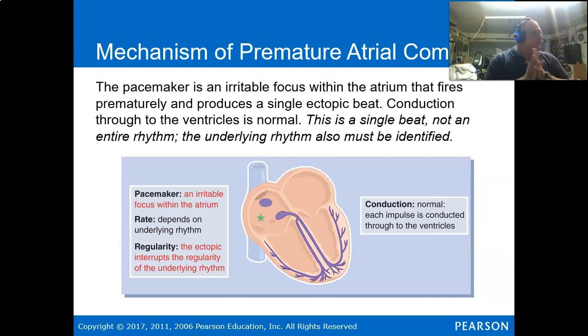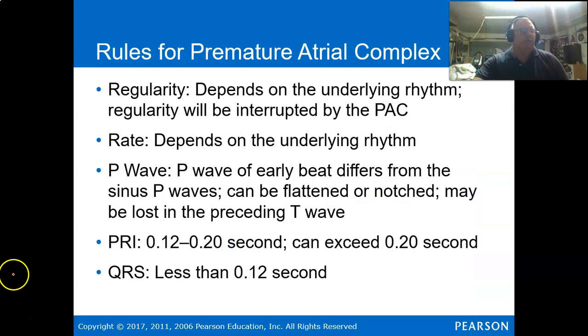So there's an irritable focus somewhere in the atria, and it fires prematurely, which causes a single ectopic beat. The key thing is this is a single beat and not an entire rhythm. So understand this only happens the one time. And our rules on this, again, depend on the underlying rhythm, and I'm going to talk about that when we actually take a look at the strip.